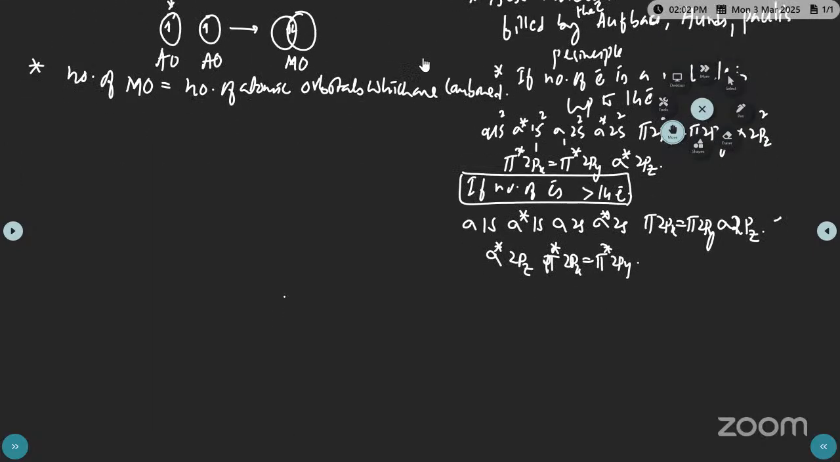After this you can calculate the bond order. So what is bond order? Bond order means the number of bonding electrons minus the number of anti-bonding electrons, divided by 2. By using this formula, you can calculate the bond order of any molecule. Next, you can also calculate the magnetic character.